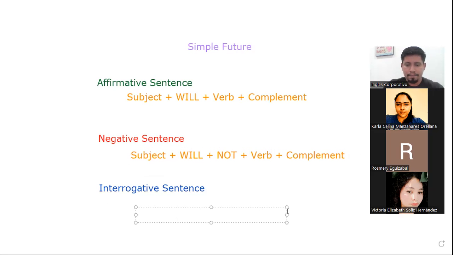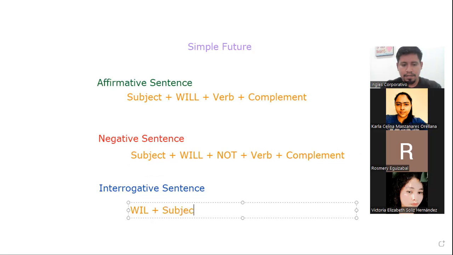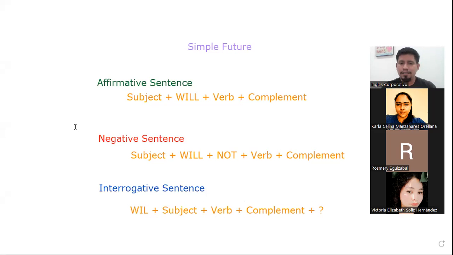Last thing here, in the case of the interrogative sentence, this is going to be will plus subject plus verb plus complement plus question mark. There you have it. These are the three structures for simple future. The only thing that we're going to include here is the auxiliary verb will, in order to transmit or share information about something that is going to happen in the near future.